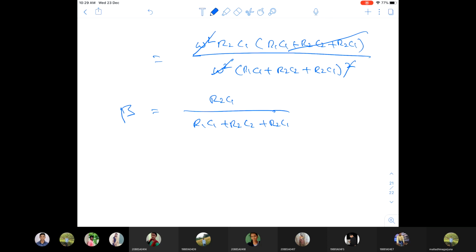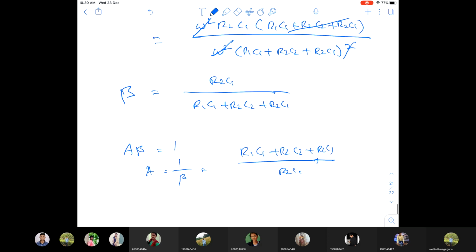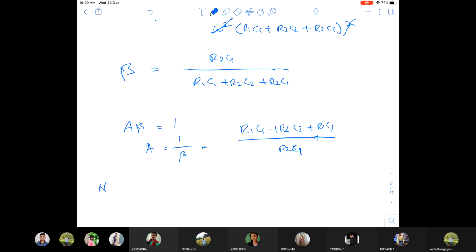Now as per the loop gain, as per the Barkhausen criterion, we know that A beta is equal to 1. So A is equal to 1 by beta. That is equal to R1 C1 plus R2 C2 plus R2 C1 divided by R2 C1. This becomes the reciprocal of it. A is nothing but the reciprocal of the beta value, so you will get this term.